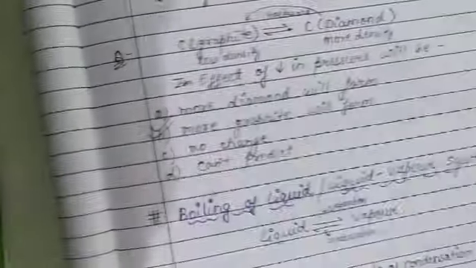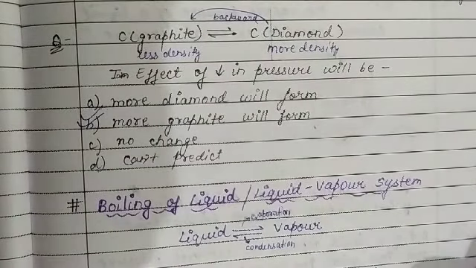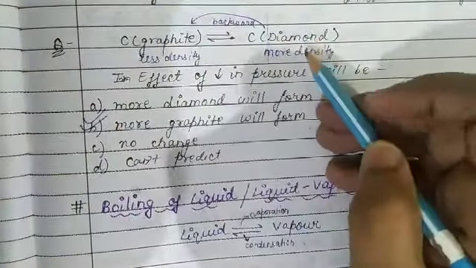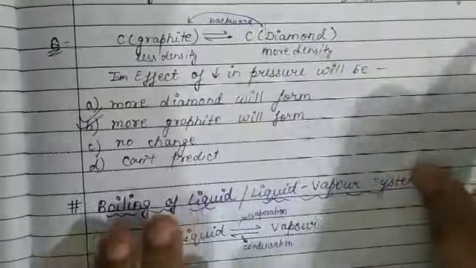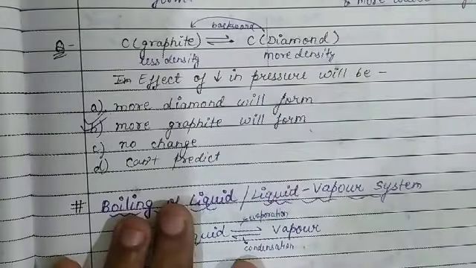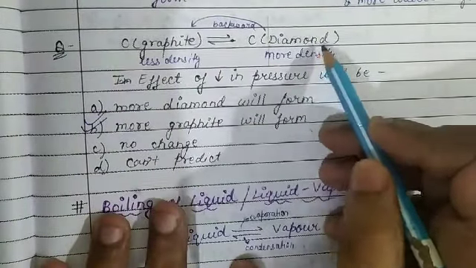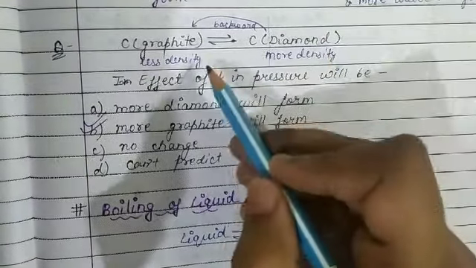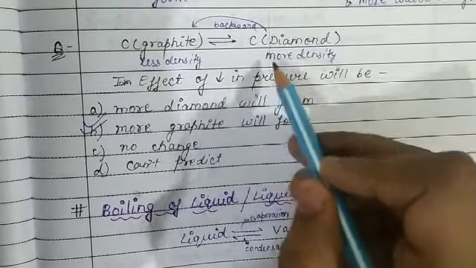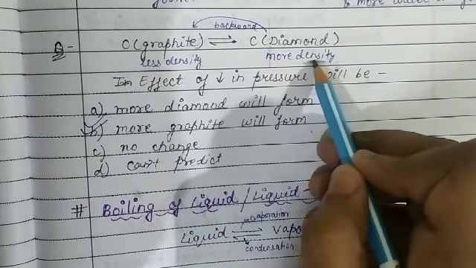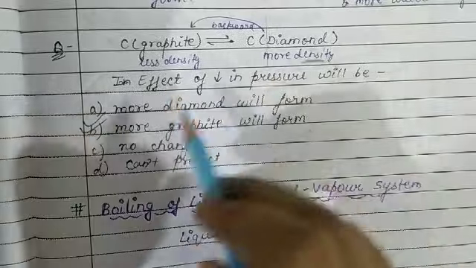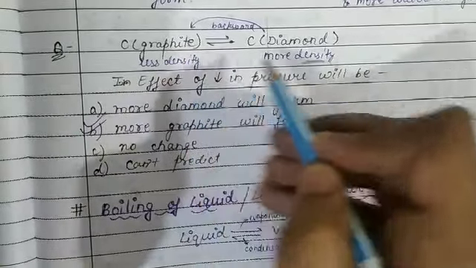See the next question. The next question is again based on allotropic change, and allotropic change is also a physical change, because carbon graphite and carbon diamond are two allotropes, and one allotrope changing into another is a physical change. We know the density of diamond is more and the density of graphite is less.